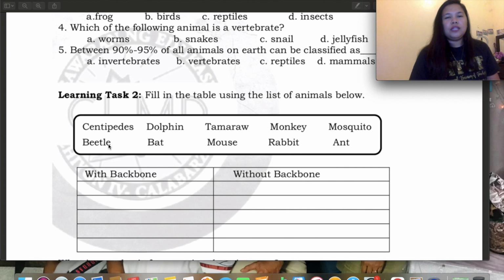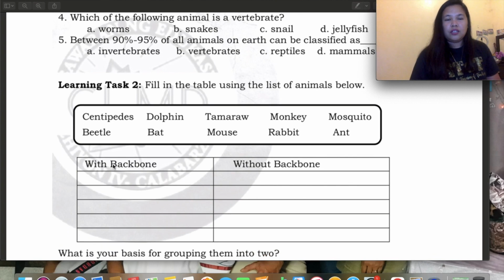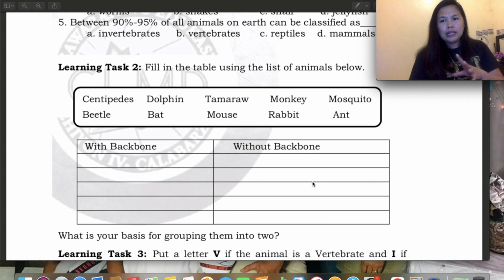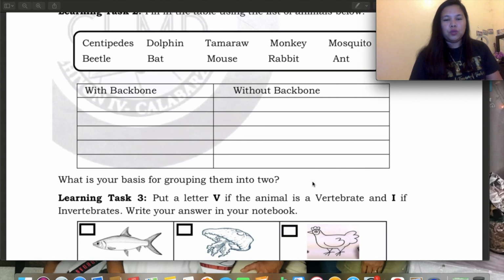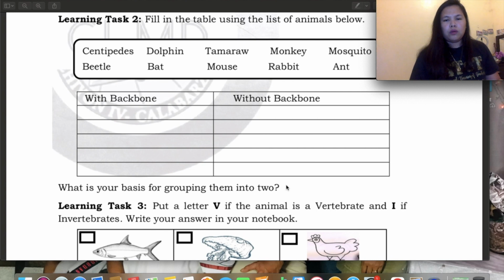Fill in the table using the list of animal below. So, you have to copy this table in your answer sheet. Then, you have to select your answer. And then you have to classify whether it is with backbone or vertebrates, without backbone or the invertebrates. Okay, madali na lang to, okay? So, what is your basis for grouping in these two? So, ano daw ang basihan mo nung group mo na siya? So, simple. Yung may backbone, yung walang backbone.